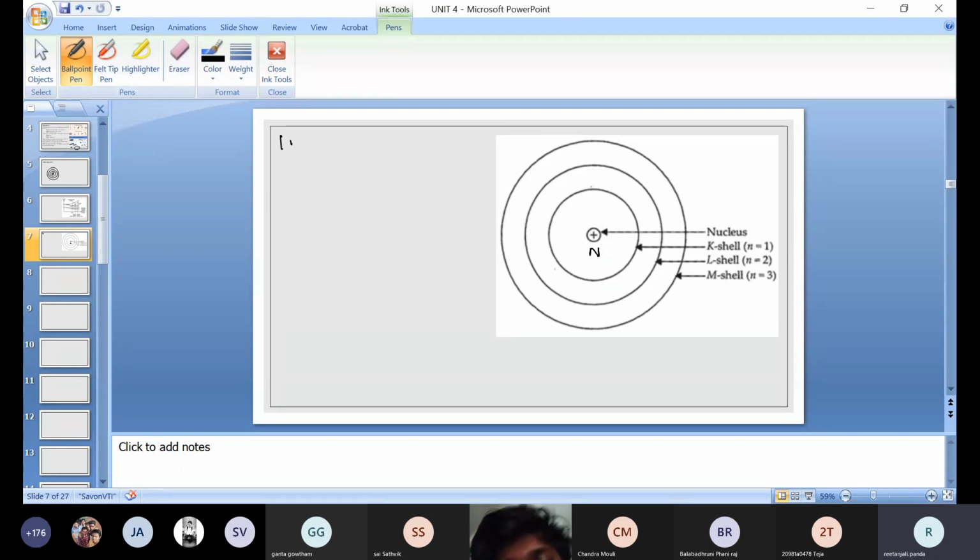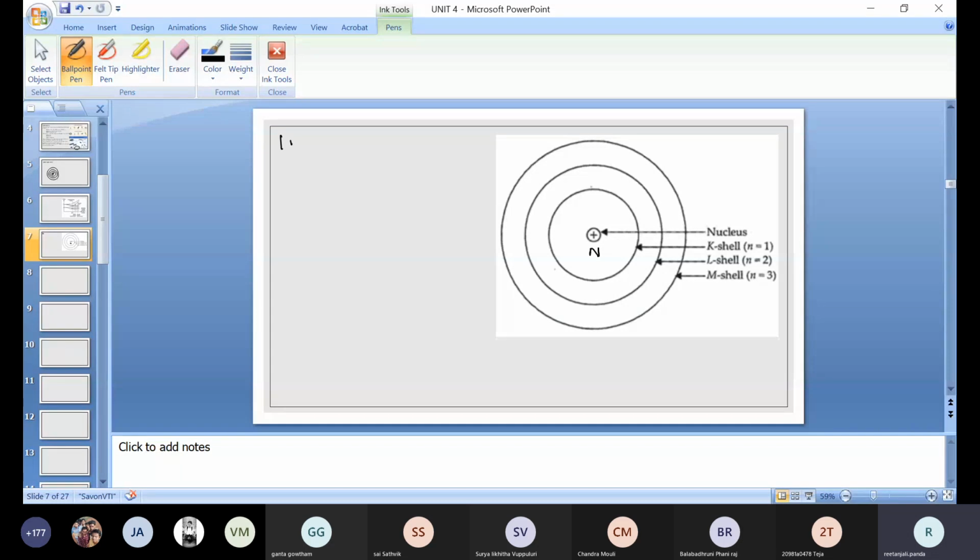Let us name this, if n is equal to 1, as the K shell or K orbit. If the electron is present in this K orbit, the orbit as well as the electron possess a fixed amount of energy. That is what the first postulate is saying. Because of that we say this is an energy level. This is energy level 1, this is energy level 2, this is energy level 3.